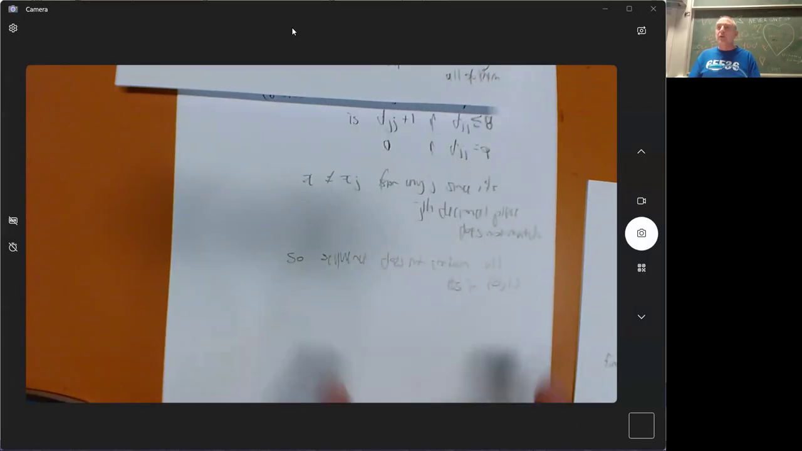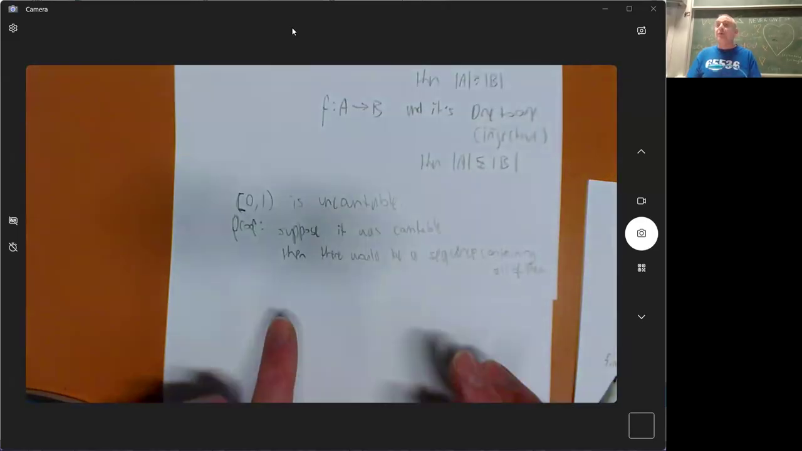So this sequence does not contain all the numbers in 0, 1, so no sequence contains all the numbers in 0, 1, so it's not countable. So you don't technically have to do a contradiction. We didn't do a contradiction. We don't even have to suppose it was countable.